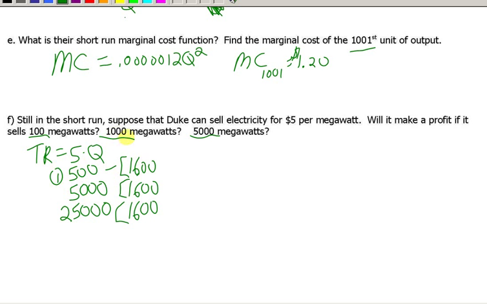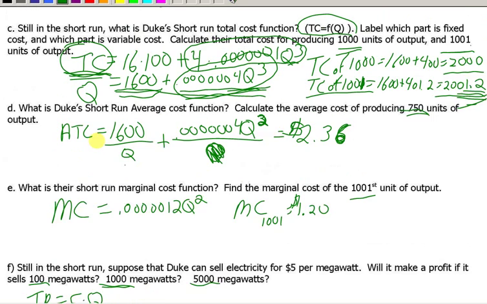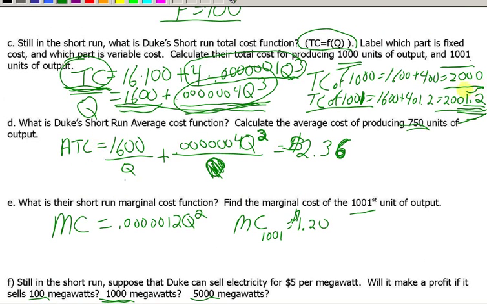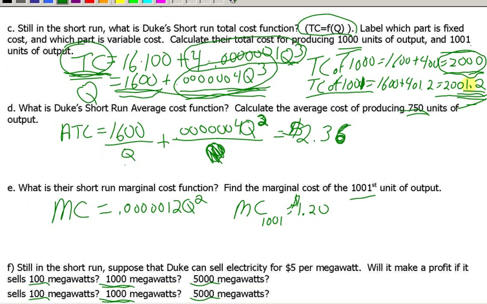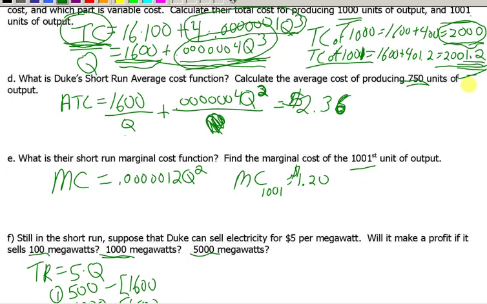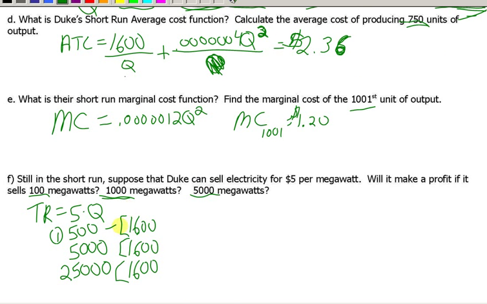So what about if we're selling 1,000? Well, we already calculated the total cost for 1,000 up here. The total cost we figured out would be $2,000. So we already know that for 1,000 units the fixed cost was 1,600 and the variable cost was 400. Now let's figure out the total cost for 100 megawatts. We can do these all at the same time.